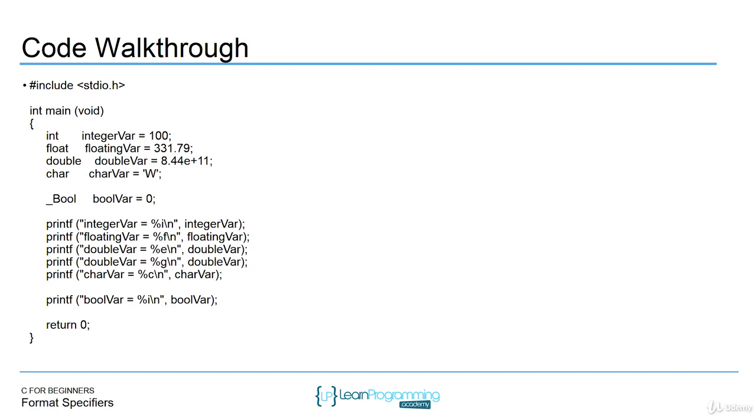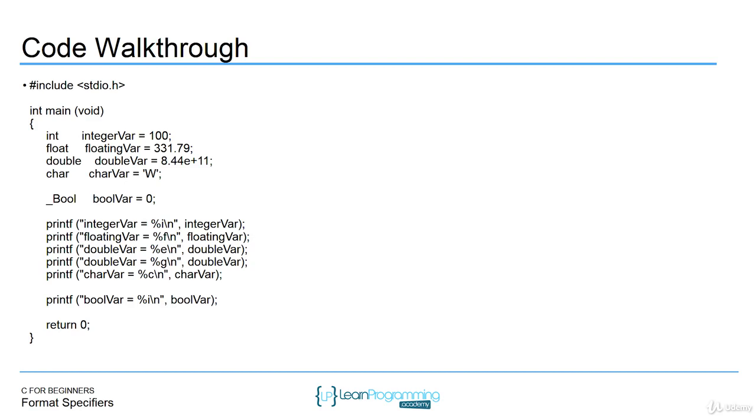Again, those letters identify data types. %i is going to represent an integer. %d also represents an integer. %f represents a float. %e is actually going to represent a double. %g is going to represent a double as well, just a different format. %c is going to represent a character variable. And then Boolean values, remember we mentioned that Boolean values are true or false, 0 or 1, so you could use a %i there as well.